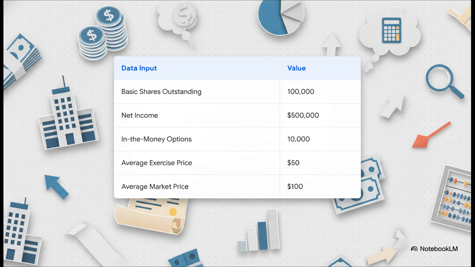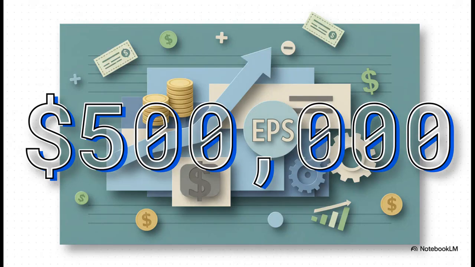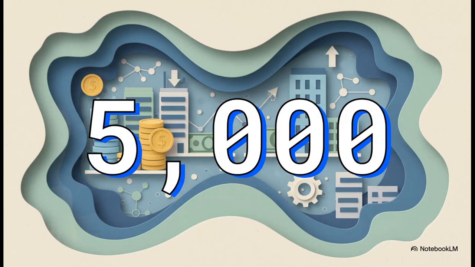Let's do the math. Step 1. Let's figure out the proceeds. We're going to assume all 10,000 of those in-the-money options get exercised. So 10,000 options at $50 a pop, that brings in a cool $500,000 in cash for the company. Pretty straightforward.